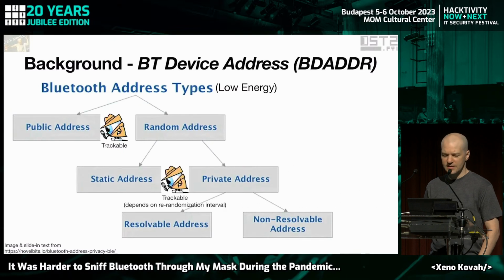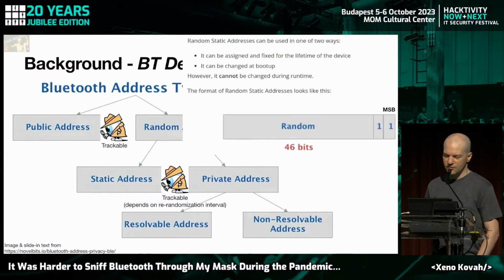Now there's this other type called static addresses, static random addresses. These are also trackable, and what differentiates these 3 classes of address is basically the 1 bit that says I'm a random address, and then there are 2 bits in the most significant bits of the BD addr, and if the uppermost 2 bits are 1, 1, then that means it's a static address. Theoretically, these things can change. In practice, I never see them change.